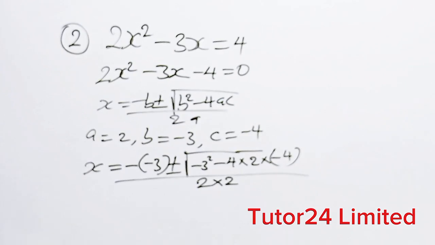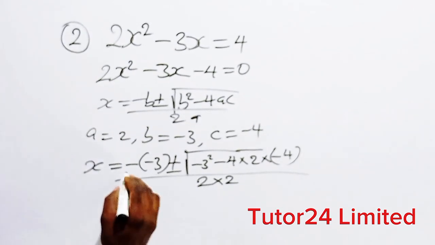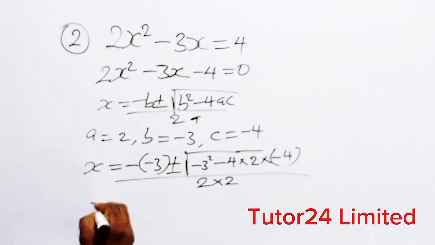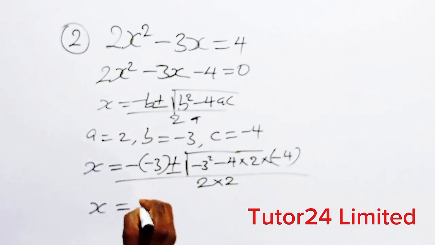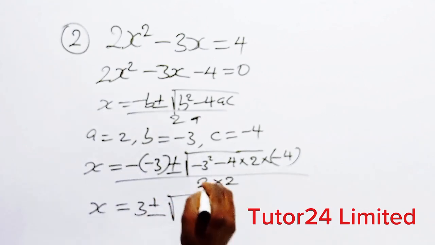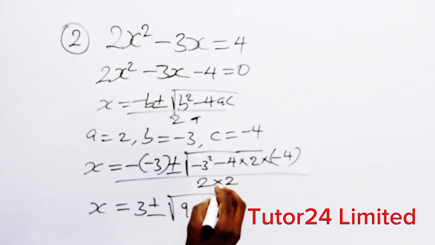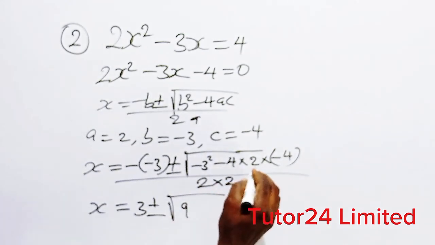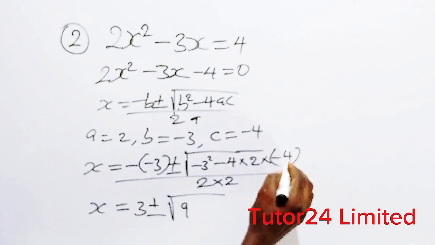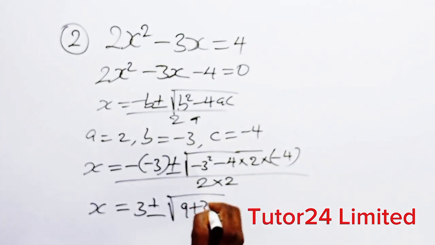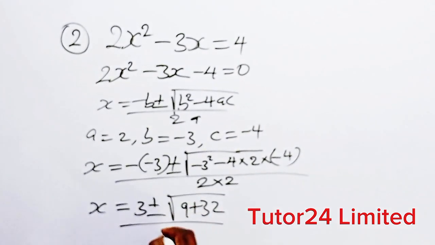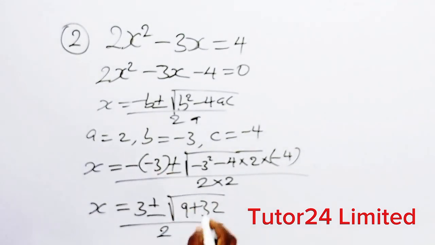Now if we continue, remember, minus times minus is plus, so we have x is equal to simply 3 plus or minus the square root of 3 squared, which is 9. Then minus 4 times 2 is minus 8. Minus 8 times minus 4 is plus 32, over 2 times 2. 2 times 2 here is simply 4.